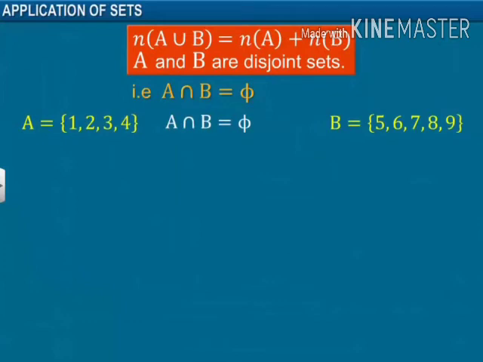The number of elements in set A is 4. The number of elements in set B is 5. The union of the sets consists of the elements as shown.